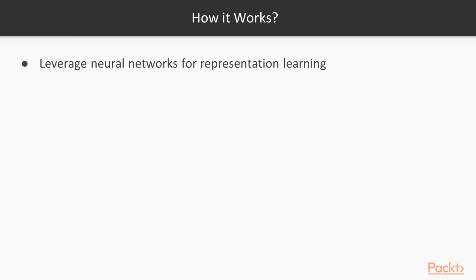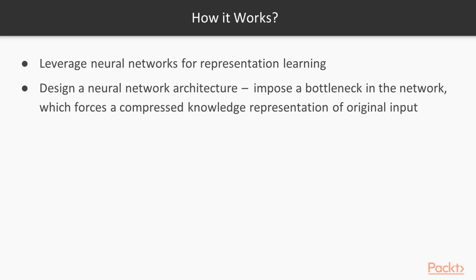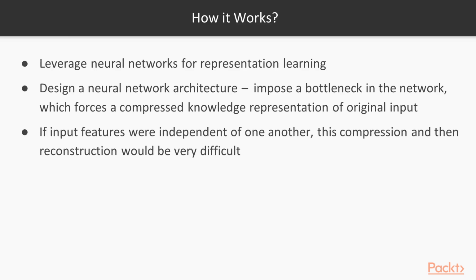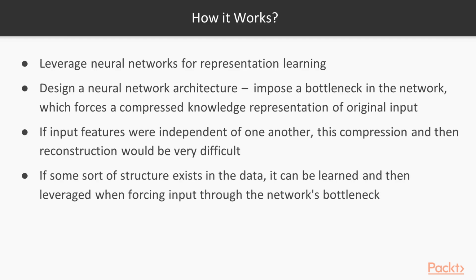Autoencoders are an unsupervised learning technique in which we leverage neural networks for the task of representation learning. Specifically, we'll design a neural network architecture such that we'll impose a bottleneck in the network which forces a compressed knowledge representation of the original input. If the input features were each independent of one another, this compression and subsequent reconstruction would be a very difficult task. However, if some sort of structure exists in the data, this structure can be learned and consequently leveraged when forcing the input through the network's bottleneck.